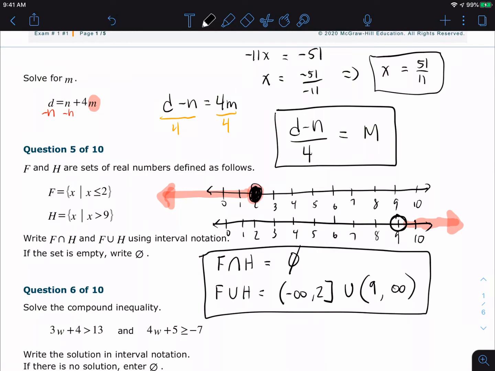But the way I do it is I look at the picture so that I can see where they both shade. So intersection is where they both shade. The union is where one shades or the other shades. Is that clear?